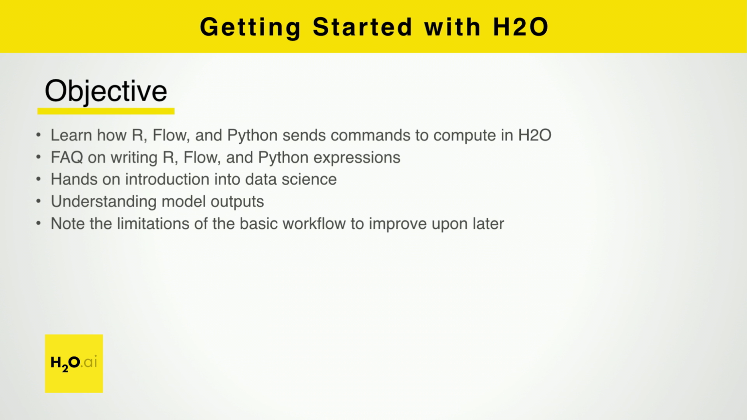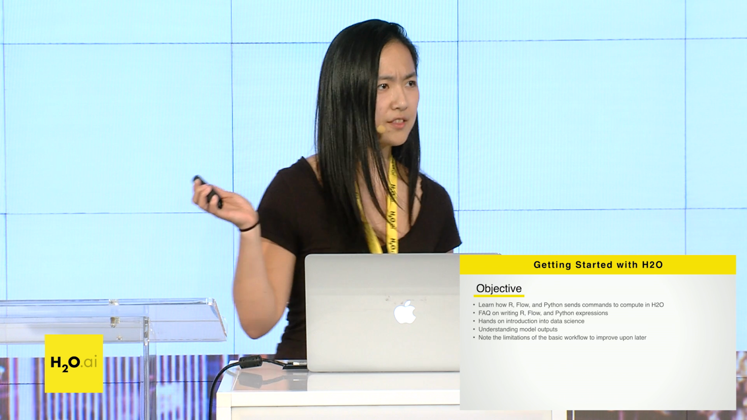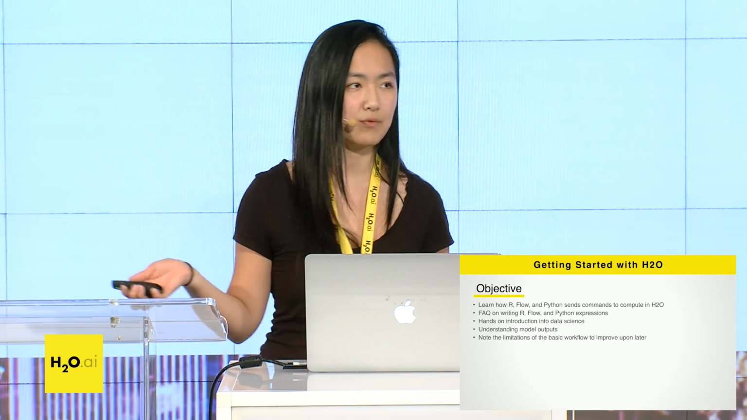I want to go over a very high-level overview of how exactly commands are being sent from R, Flow, and Python over into the H2O executable engine, and then some frequently asked questions about how to write our Python expressions that execute H2O tasks rather than tasks in R or Python.